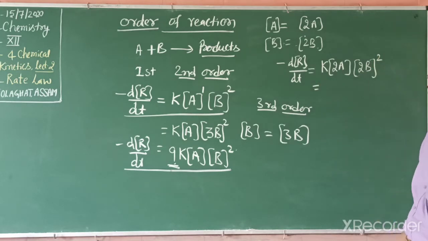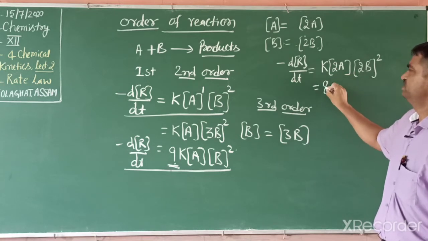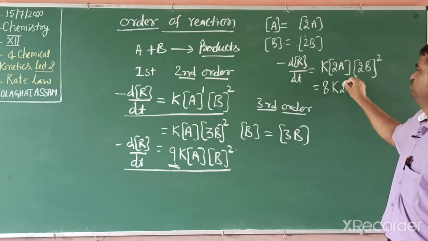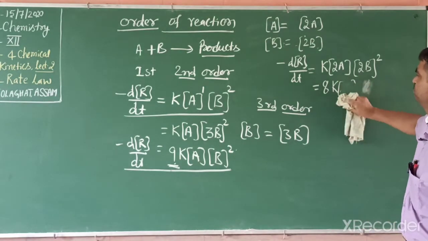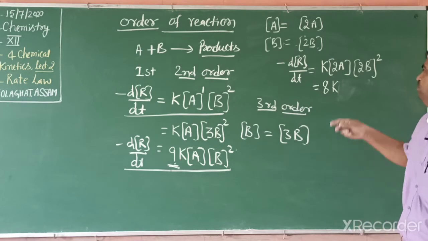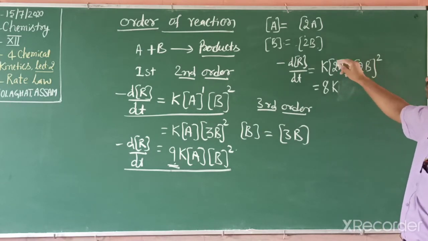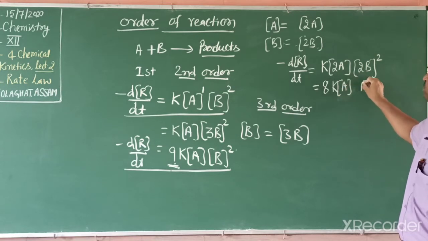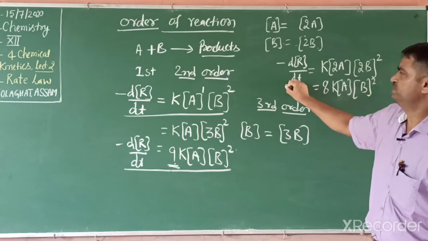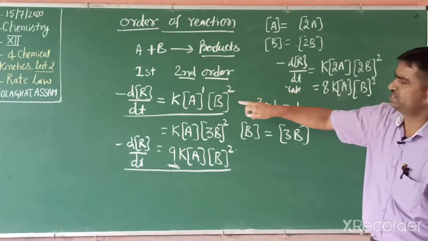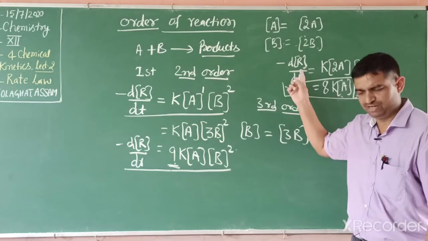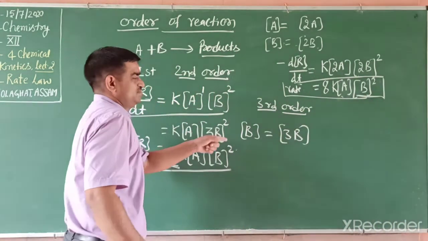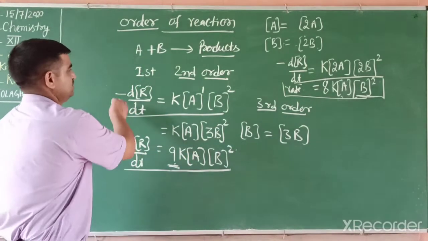When we solve this, 2 square is 4, 4 times 2 is 8, so ultimately it is 8 k [A] [B] square, because we take the 2s out. Comparing with the earlier rate, the rate becomes 8 times if both are doubled. If the second one is tripled, then 9 times. And this one is the differential rate equation.